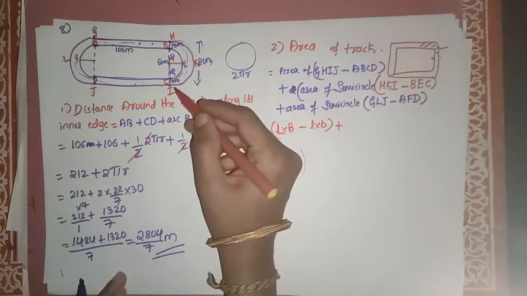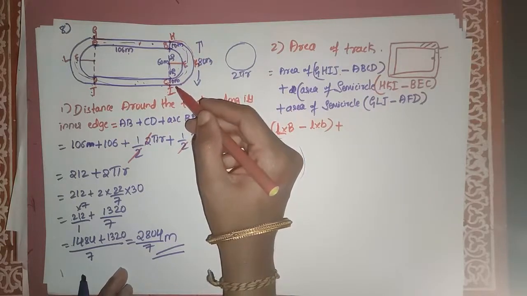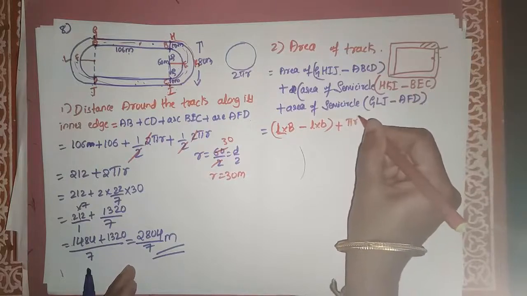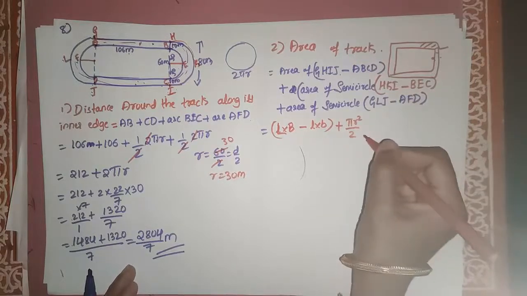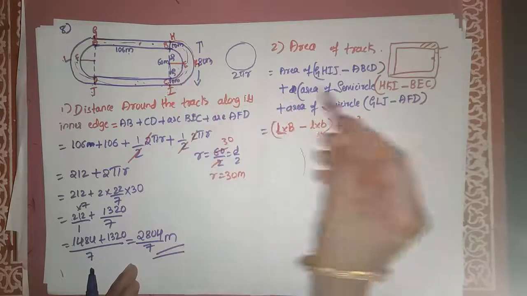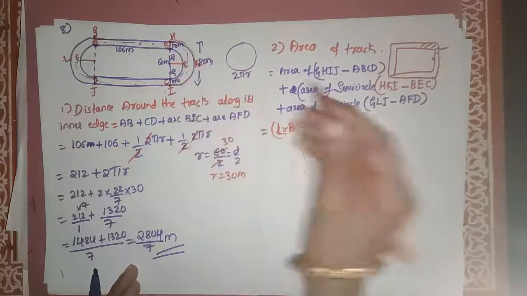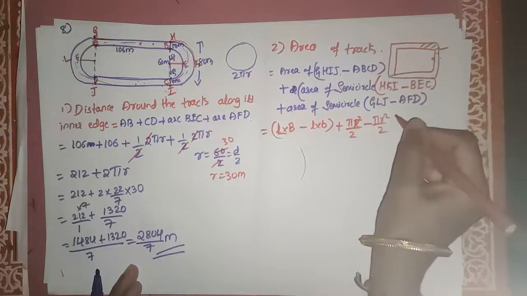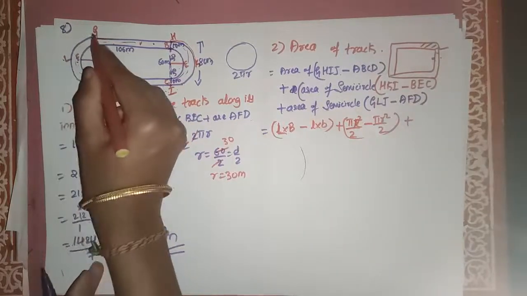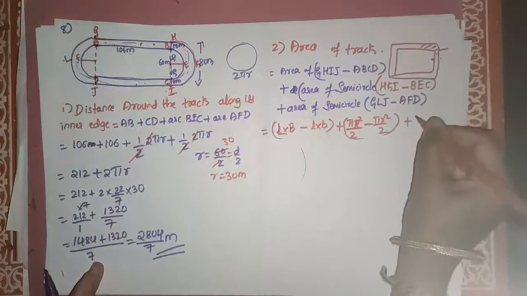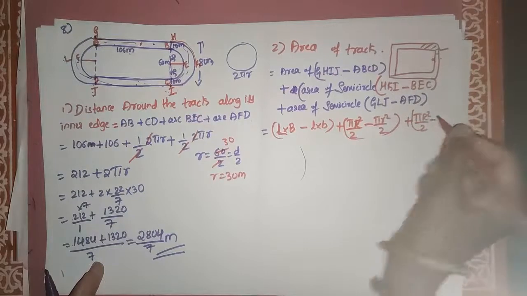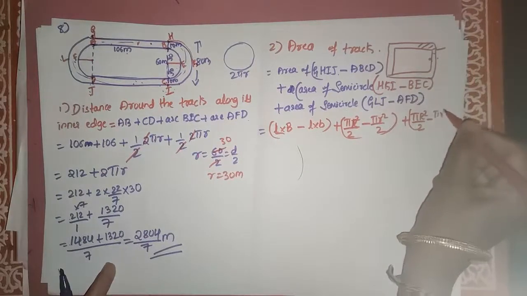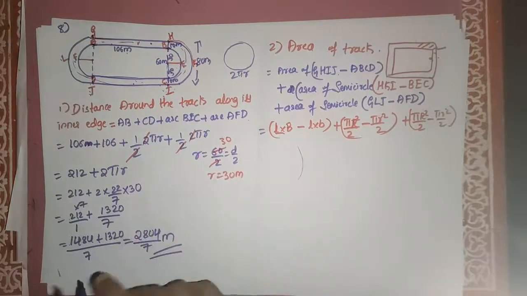So, semicircle area, we know that this is pi r square. Semicircle means half of pi r square. Pi r square is the area of a circle, and semicircle means divided by 2. So, for HKI, this is the bigger circle, I take capital R, minus the smaller circle, pi r square by 2, plus the third one here. It is also a smaller circle area. I take pi r square by 2 minus the smaller circle semicircle area is pi r square by 2. Okay, so let us write down everything here.